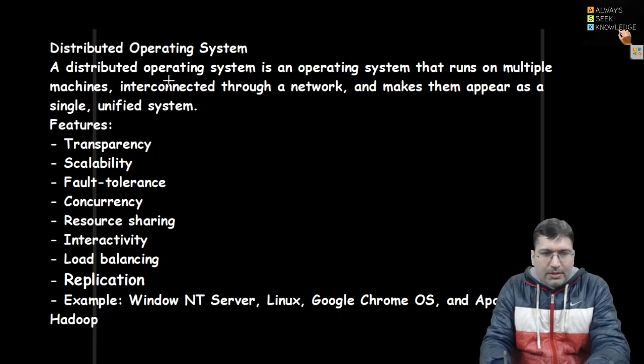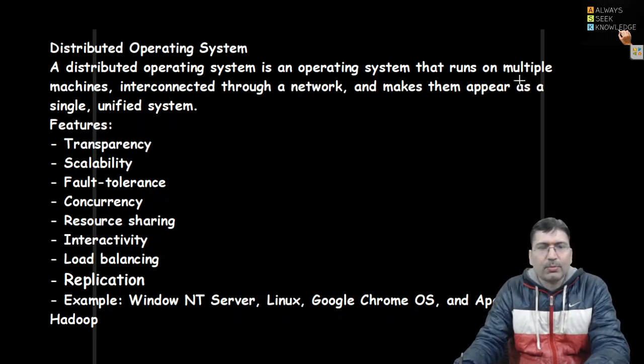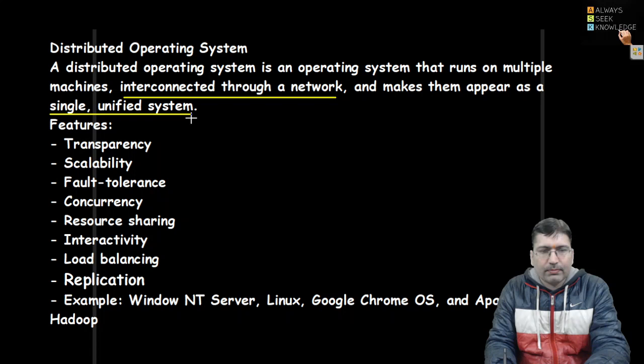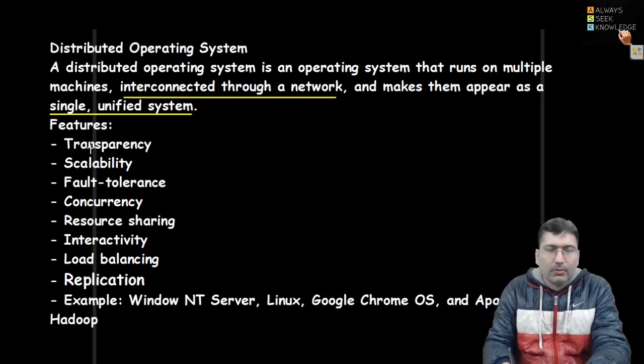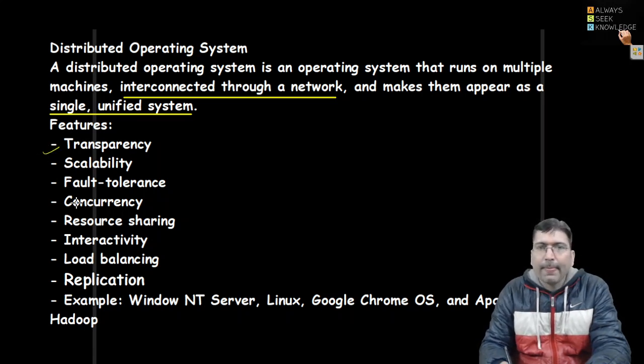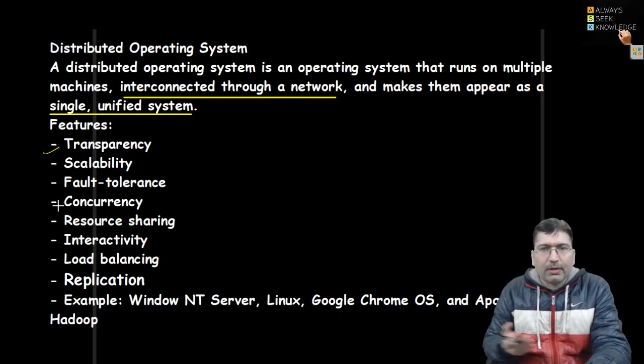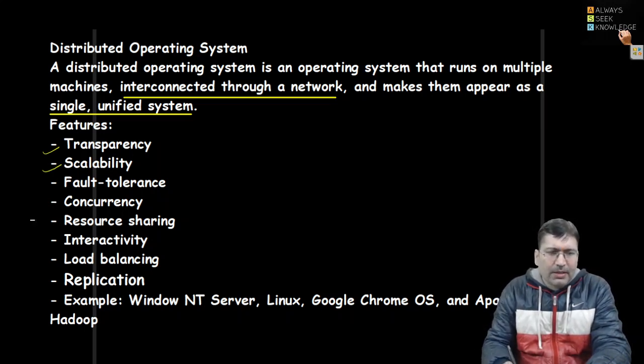Here I have already written: a distributed operating system is an operating system that runs on multiple machines interconnected through a network and makes them appear as a single unit or unified system. This is a very unique feature. There are other features, like these systems are transparent. In terms of processes, when we allocate the task, wherever the task is getting processed, the system maintains transparency. Scalability is there. We can add more computers in a distributed system easily.